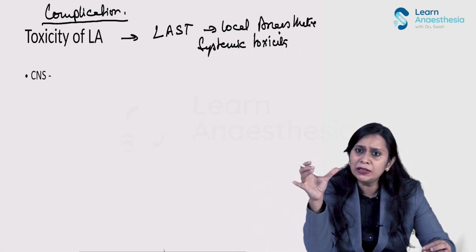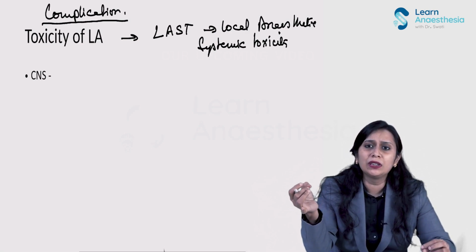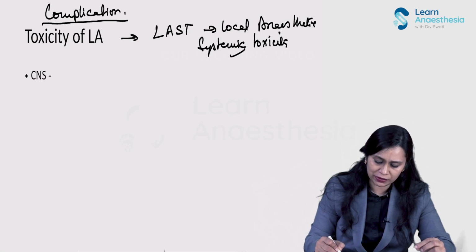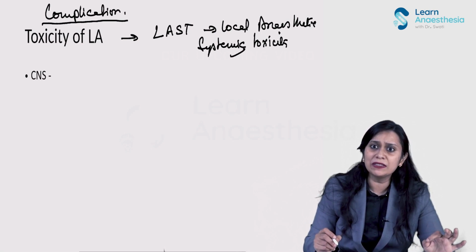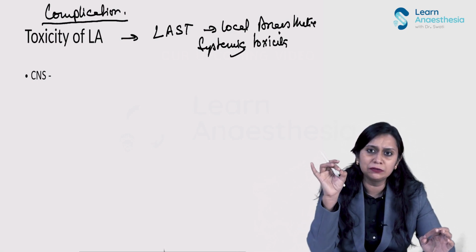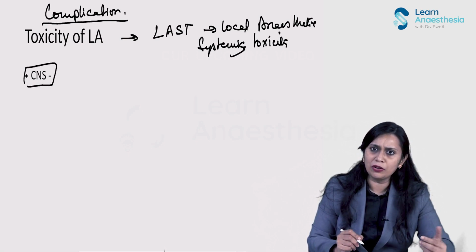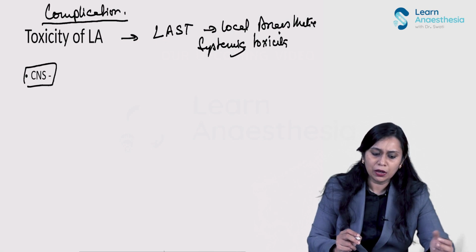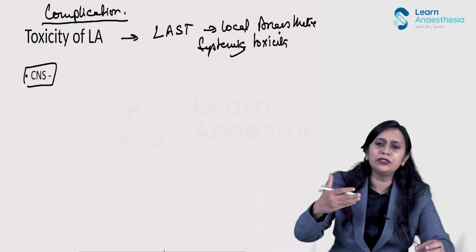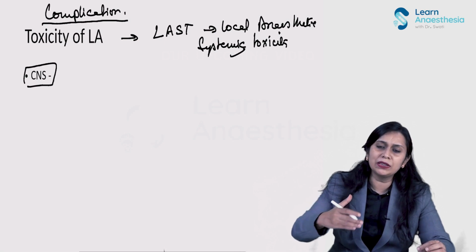So whatever we are giving, only a small fraction is doing the work. The rest is going in the blood. So there is always a risk of systemic toxicity, and that is why the maximum safe limit should not be exceeded. Two systems where toxicity is very high are the central nervous system and the cardiovascular system. Let us talk about the toxicity it gives to the central nervous system. CNS toxicity is dose dependent. As the blood concentration of local anesthetic increases, the symptoms come.